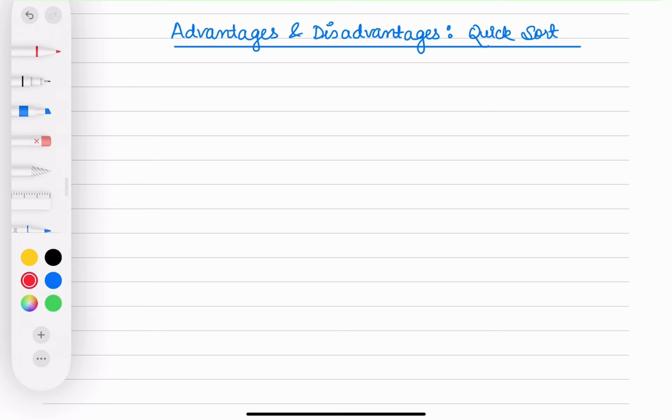In today's video, we are going to discuss the advantages and disadvantages of the quick sort algorithm. So let's get started. Let's talk about advantages first.